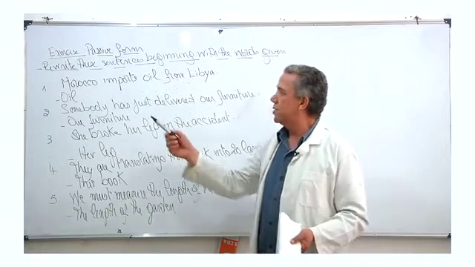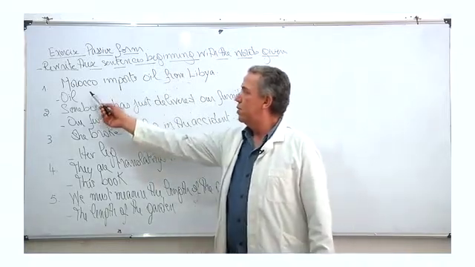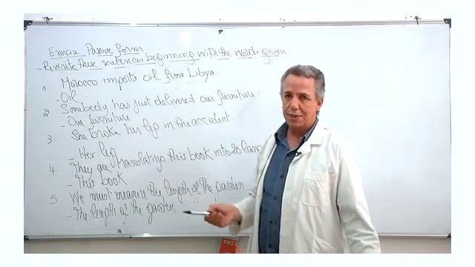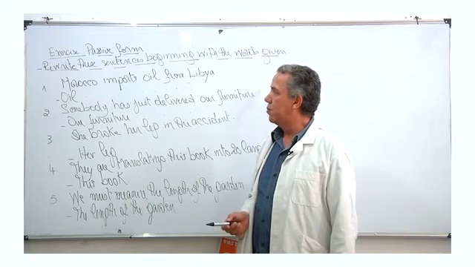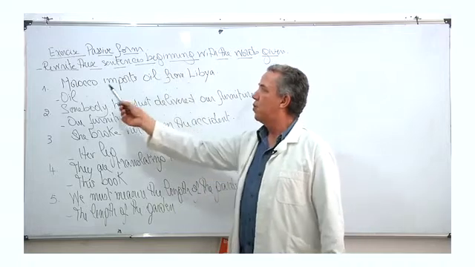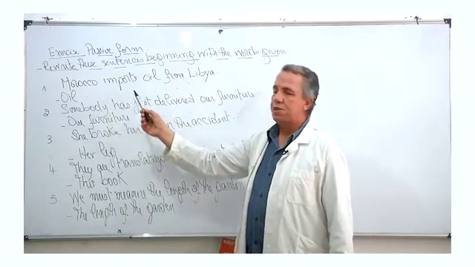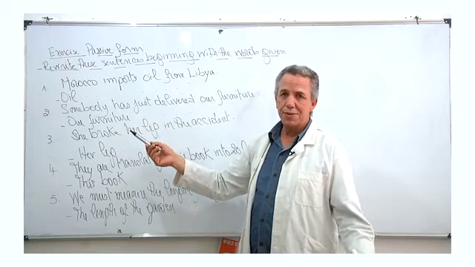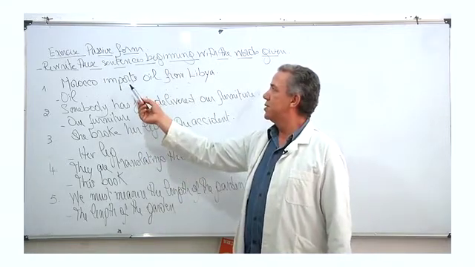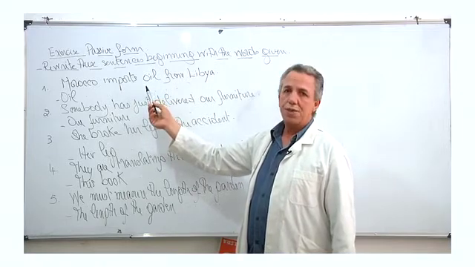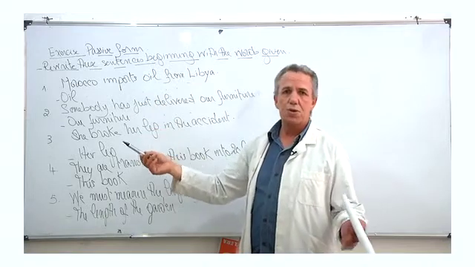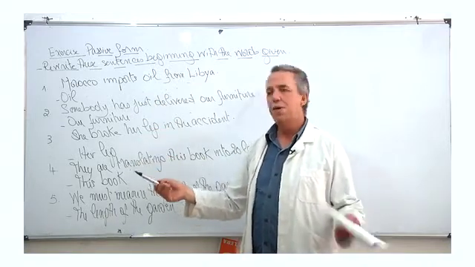Let's begin with the first sentence. Morocco imports oil from Libya. This is an active sentence. Morocco is the subject, imports is the verb. What tense? It is in the simple present tense. The object is oil. So Morocco imports what? It imports oil. From where? From Libya.